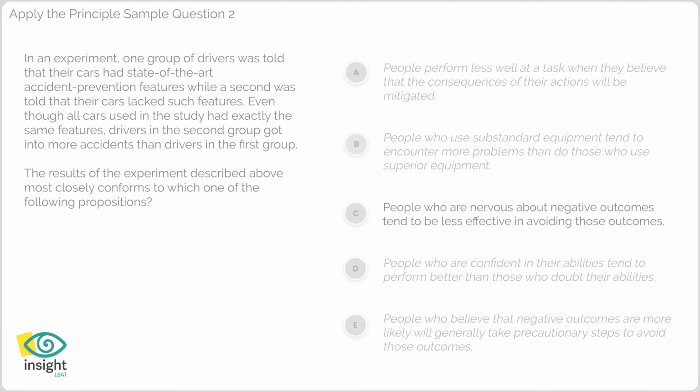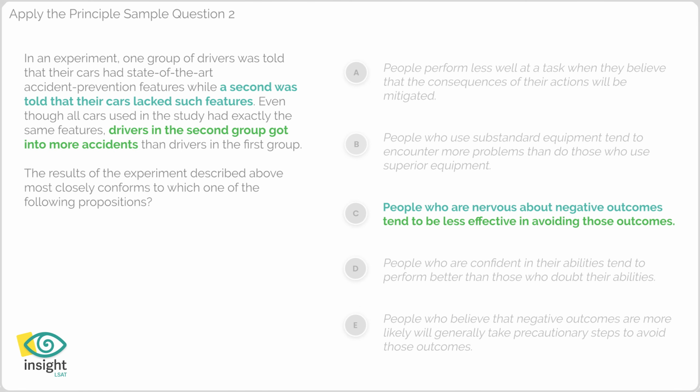Let's double check it by carefully matching each part. People who are nervous about negative outcomes. We have to read that as the second group. The passage doesn't say they're nervous, but we'd have to make that connection for this one to work. And I think it's pretty reasonable. Next, people who are nervous about negative outcomes tend to be less effective in avoiding these outcomes. Right, so people who are nervous about accidents tend to be less effective in avoiding accidents. And so we get our result, more accidents in the second group. It checks out. C is our answer.